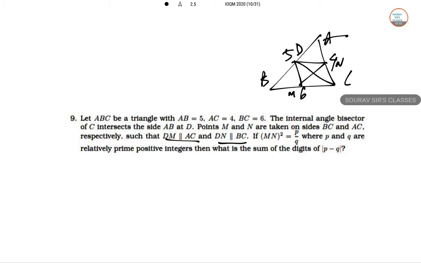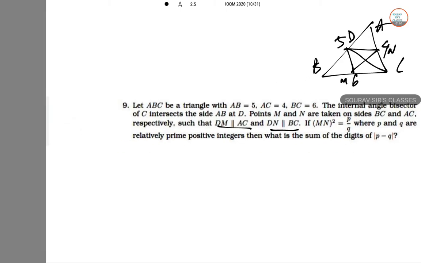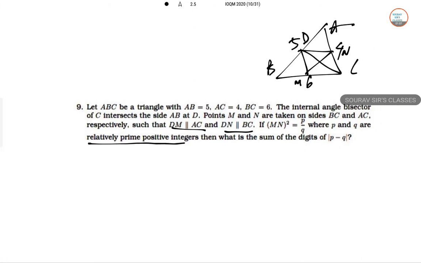So let's add it up together. MN square is P by Q. P and Q are relatively prime integers, then find the sum of the digits of the modulus of P minus Q. Again, the sum of the digits.